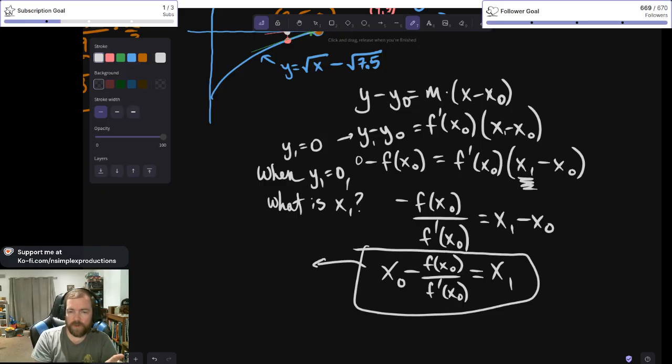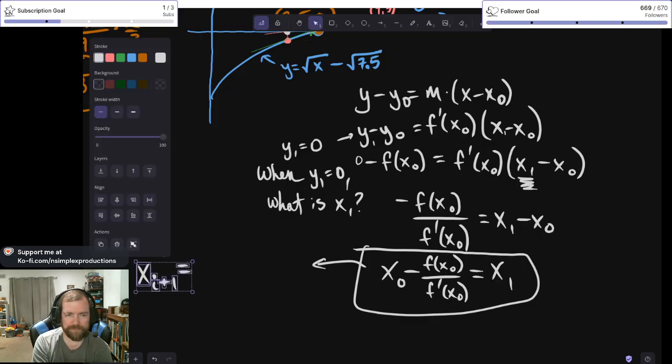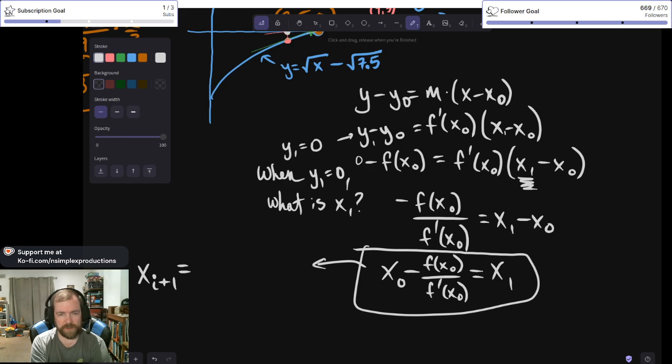More generally, what's going to happen on the next step? We're going to find x sub 1. That's going to go into the function, the derivative, and the x sub 0 spot. And then we get x sub 2 as the next x value. So generally speaking, x sub i plus 1 is equal to, I need to move that over, wasn't thinking about that. Okay. x sub i plus 1 is equal to x sub i minus f at x sub i over f prime at x sub i.